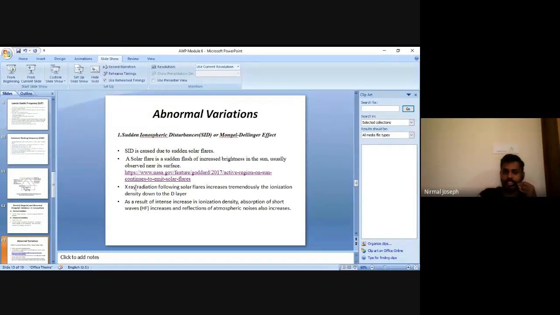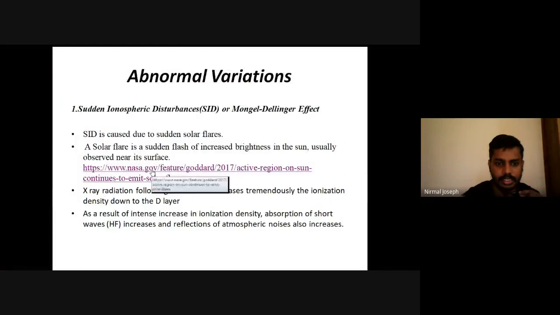A solar flare is a sudden flash of increased brightness in the sun, usually observed near the surface. We are considering our sun. Near the sun's surface, a sudden flash of increased brightness can occur at some time. That is called a solar flare. I will just show you a video which shows what a solar flare is.